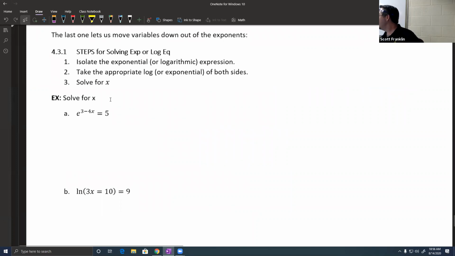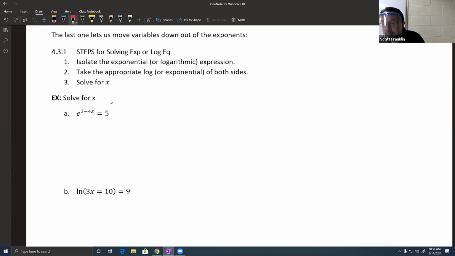We're going to take logs of both sides or exponentials of both sides to cancel things. So the steps for solving an exponential or a logarithmic equation is to get the exponential or logarithm by itself. Let's isolate it. Then take either the log if it's an exponential, or take the exponential if it's a log, to cancel out that logarithm, or to cancel out the exponential. I'll show you what that means with these two examples, okay? And then solve for x.